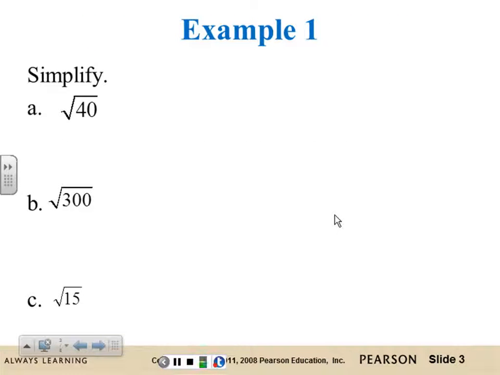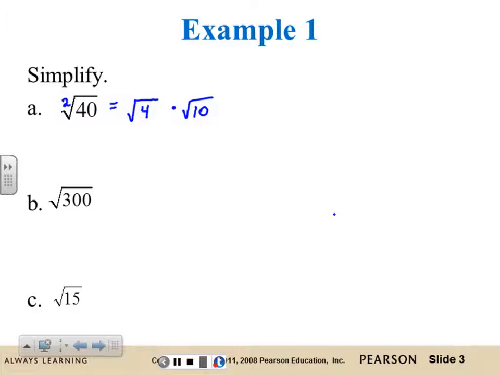In order to simplify a radical, I'm going to use the product rule. And in the product rule for the first one, we're going to try to find a perfect square, because I'm dealing with square roots. So I'm going to try to find a perfect square that will go into 40, and we're going to break it up into its product. So 4 is a perfect square times the square root of 10.